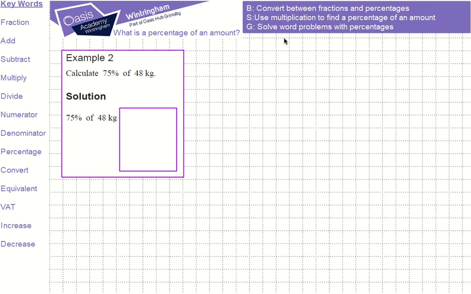Example number 2. Calculate 75% of 48 kilograms. Write down the question first, 75% of 48 kilograms. And let's have a look at the working out. Again, we need to convert this percentage, 75%, into a fraction. So 75 over 100. The word of means multiply. So 75 over 100 multiplied by 48.